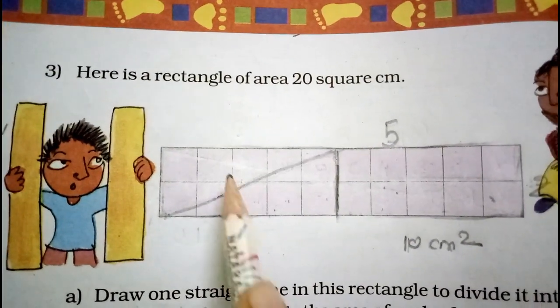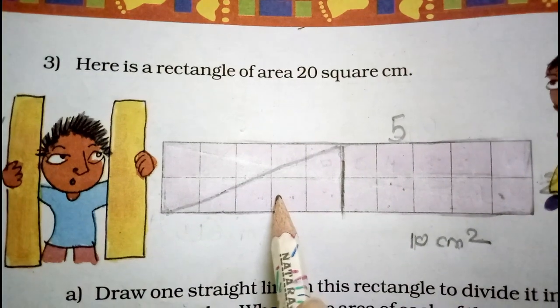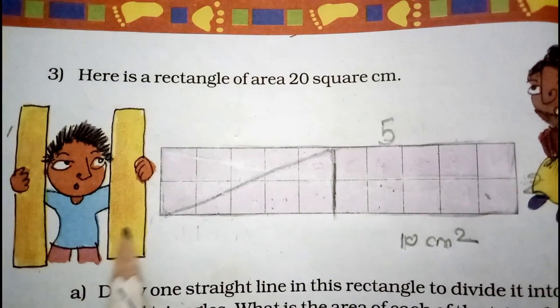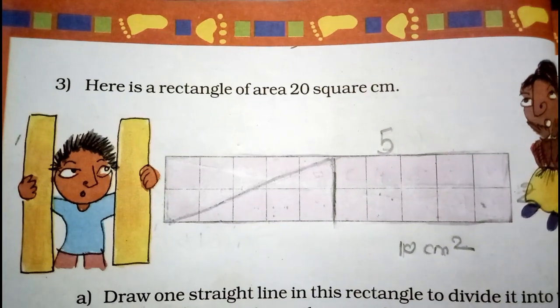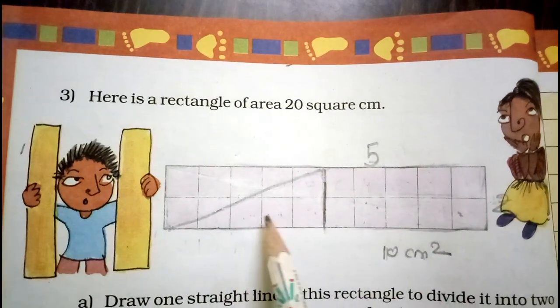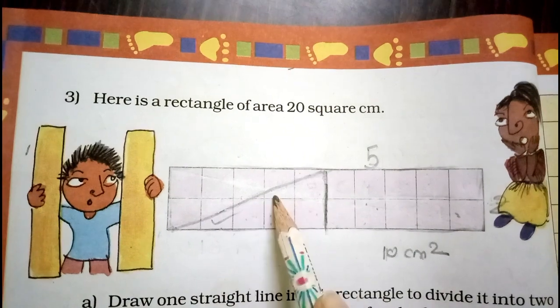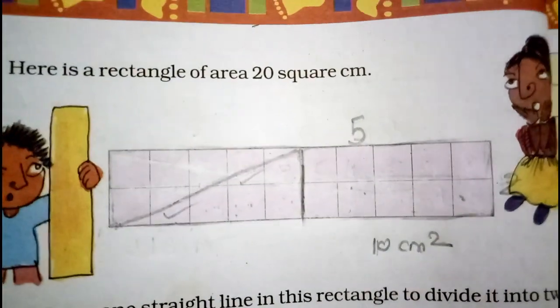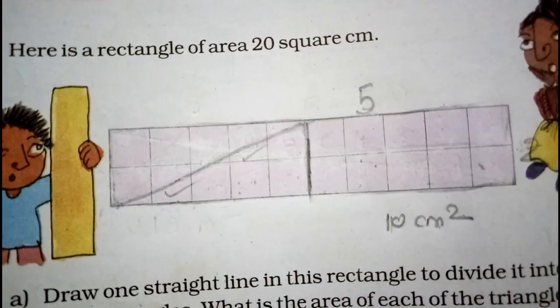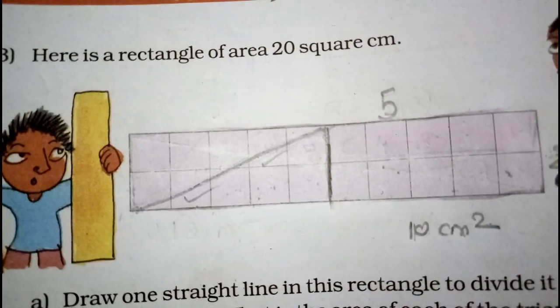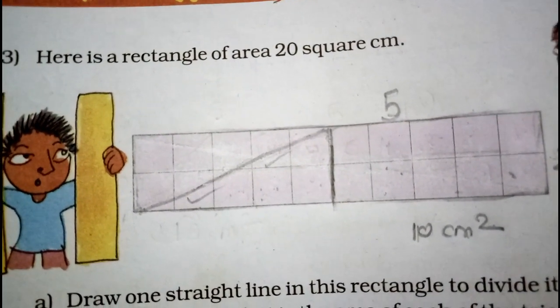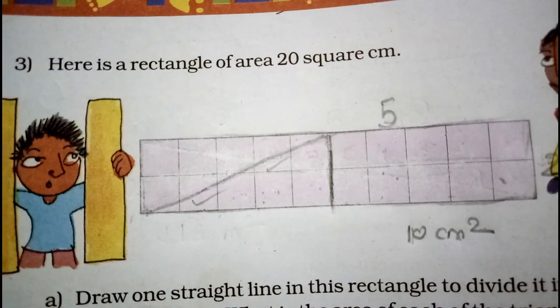And let's check the equal triangles and their area. What is the area of this one? Okay, 1 2 3 4, 1 2 3 4, half and half, 5 square centimeter. So using two straight lines we made one rectangle and two equal triangles.